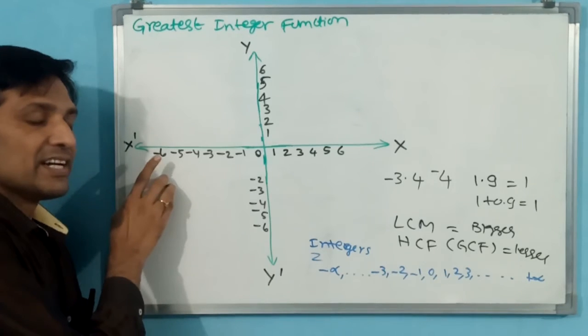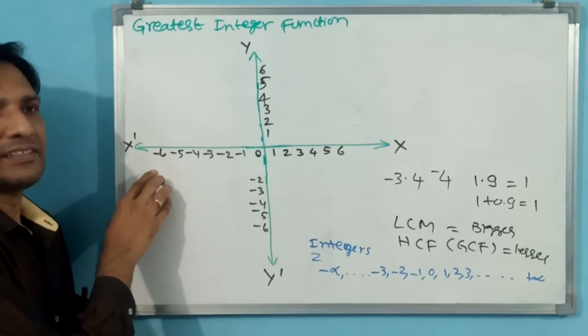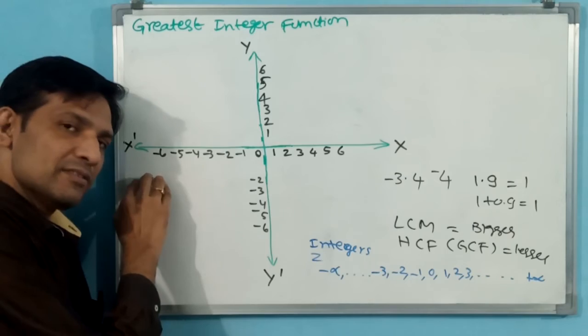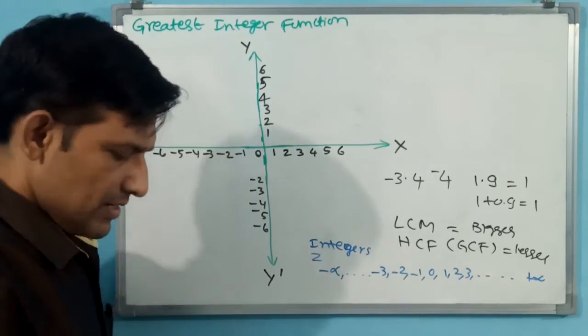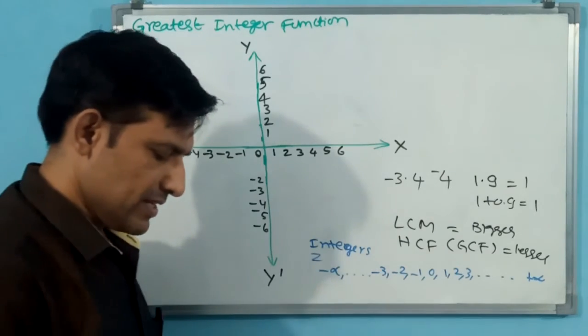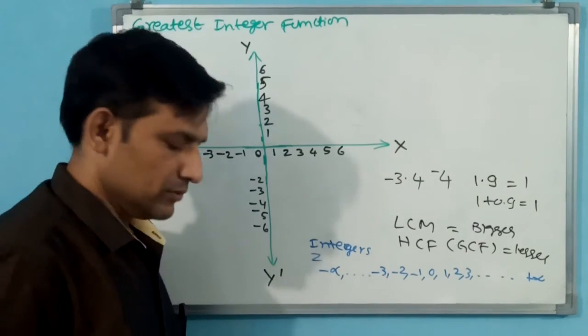Here the lesser integer is minus 6. Integers are negative, 0, and positive, all are there. Okay. Now we write the concept here, those concepts also.